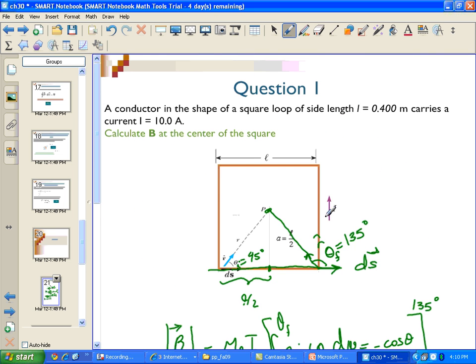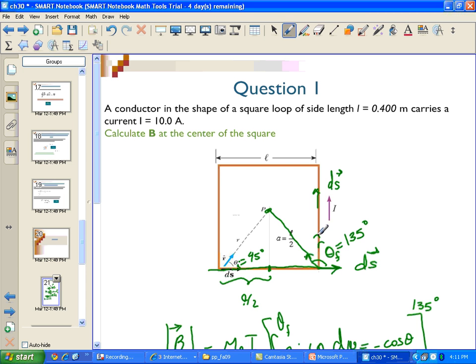Now when we come back over here, if we consider this end of the square loop, we get a contribution there that has the same magnitude as what we just calculated. And this time, our ds is in the j hat direction, so there's our ds. And if we consider that r hat is going to have both the j hat, which we don't want, and an i hat component, in fact it's going to be negative i hat.